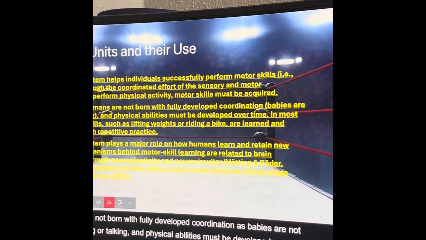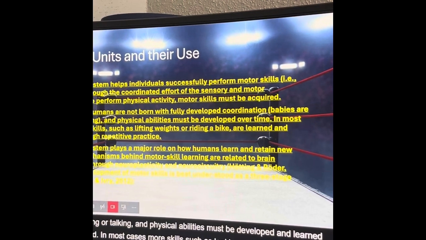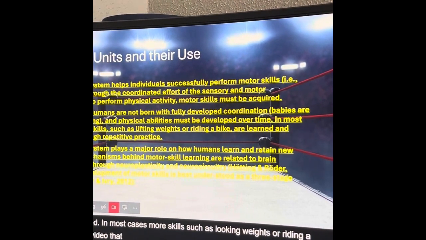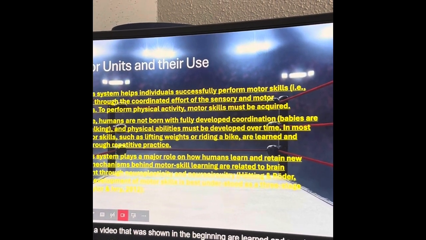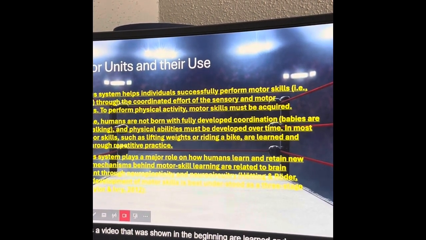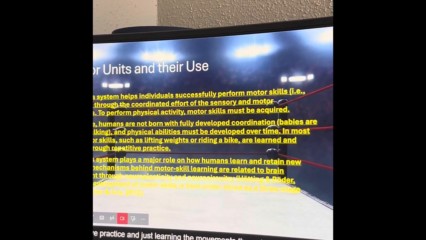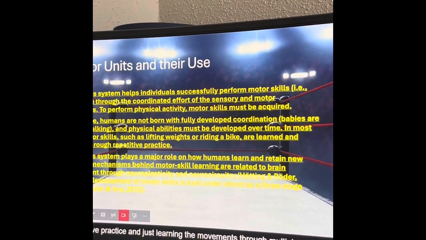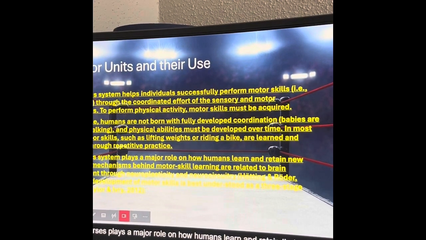In most cases, motor skills, such as lifting weights or riding a bike, as in the video that was shown in the beginning, are learned and acquired through repetitive practice and just learning the movements through multiple practices. The nervous system plays a major role in how humans learn and retain new skills. The mechanisms behind motor skill learning are related to brain development through neuroplasticity and neurocircuitry.